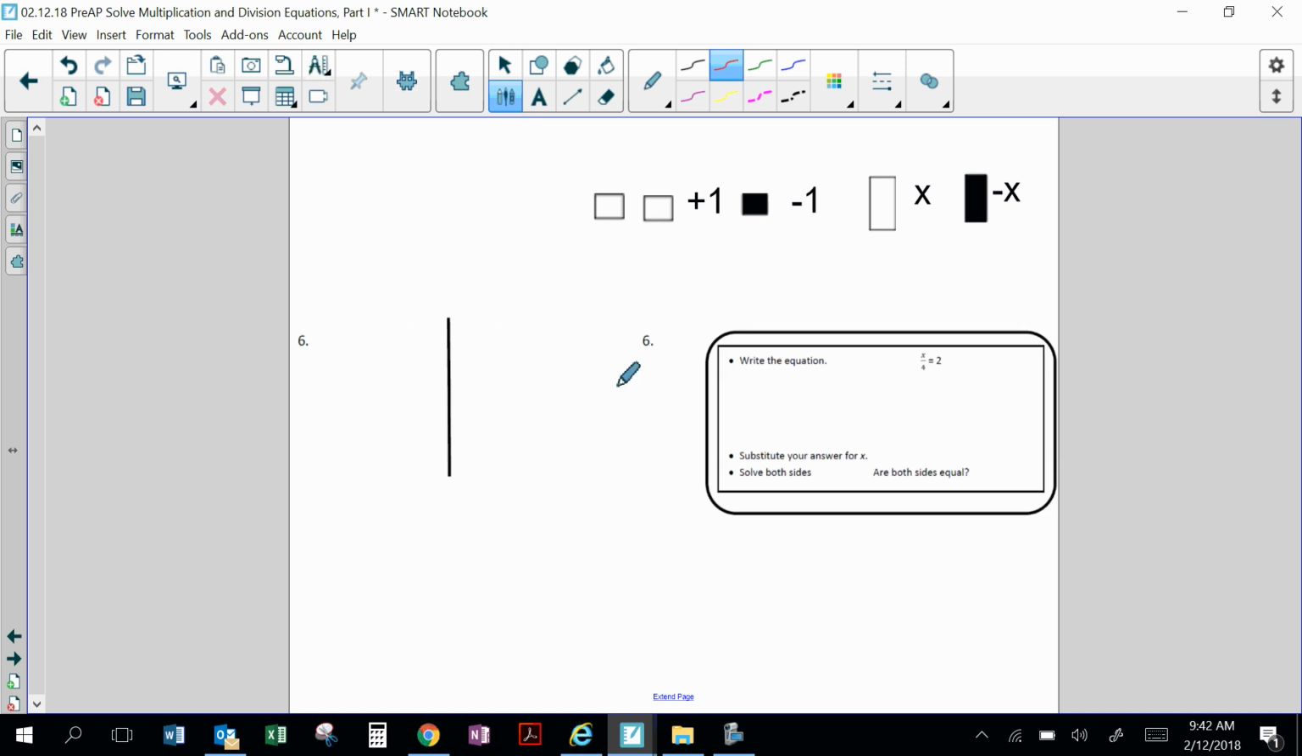Number 6 now. Please give students a chance to solve this. The equation is x divided by 4 equals 2. Please solve this. Please pause.